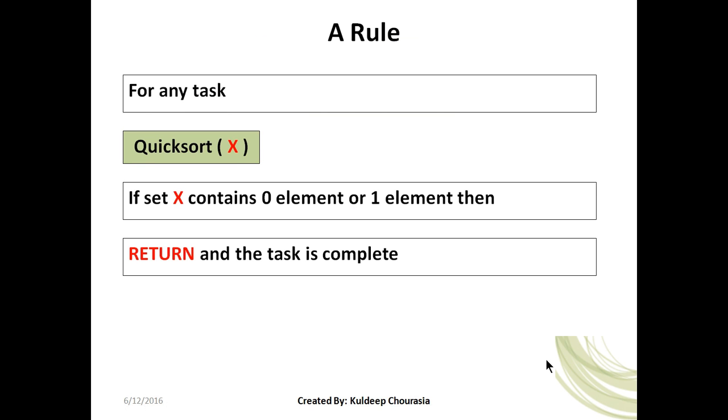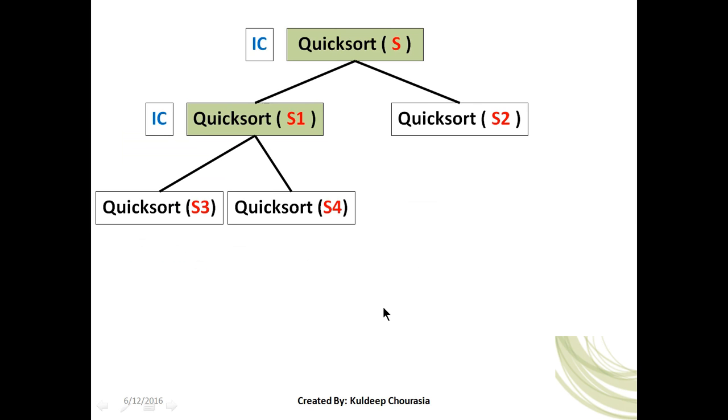Before we proceed further, there is one rule which I would like to discuss with you. For any task, Quicksort X, where X is any set, if set X contains 0 or 1 element, then we return and the task is complete. So my next task is Quicksort S3.